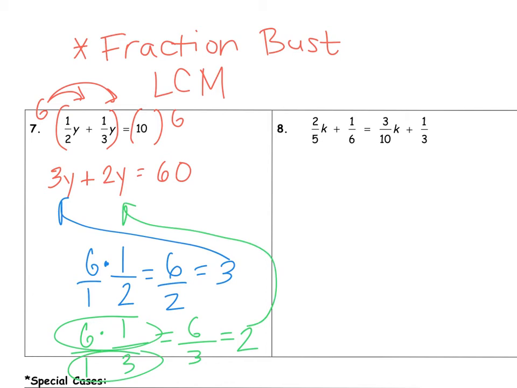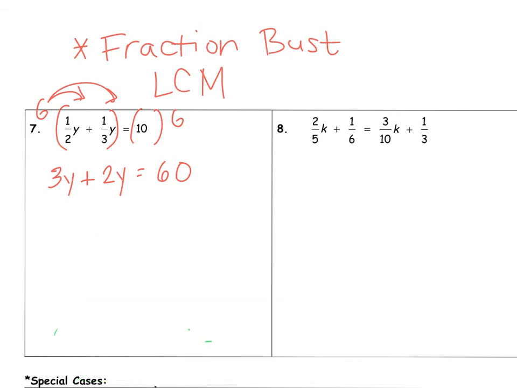Or if you're comfortable, what I really like is my cross canceling, because as soon as I see this 6 over 2, I know that simplifies. 6 divided by 2 is 3, and 3 times 1 is 3. Boom, done. Over here again, I can cross simplify here. 6 divided by 3 is 2, and 2 times 1 is 2. Again, done. So that can be a quicker way to do those.